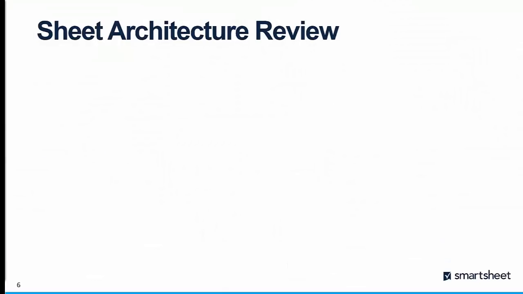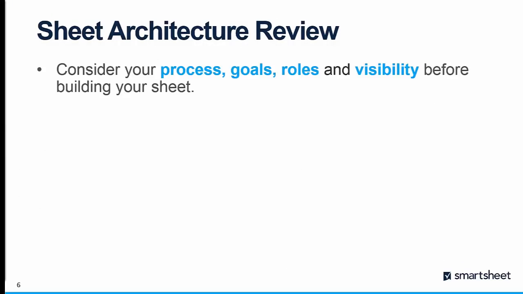Now let's go back. I want to just highlight and recap again. We talked about a lot of different things. So the first thing we talked about is before you start building your sheet, make sure you think about your process, your goals, who's involved, and what visibility those people need, because that's going to help you define what column types you need to build in your sheet, what information you need to have included, what steps you need, etc.